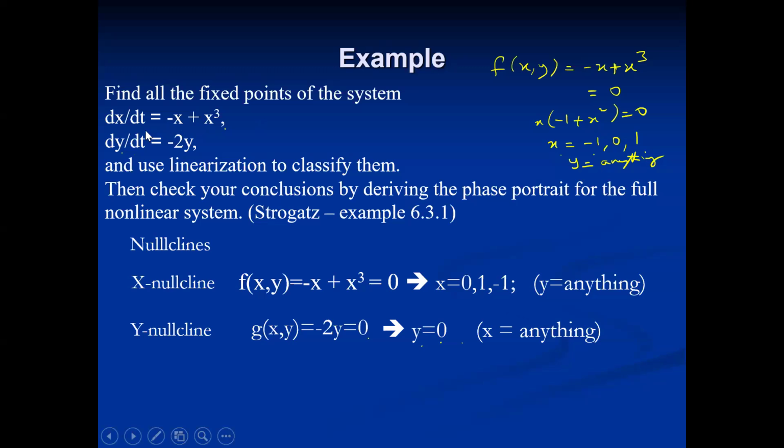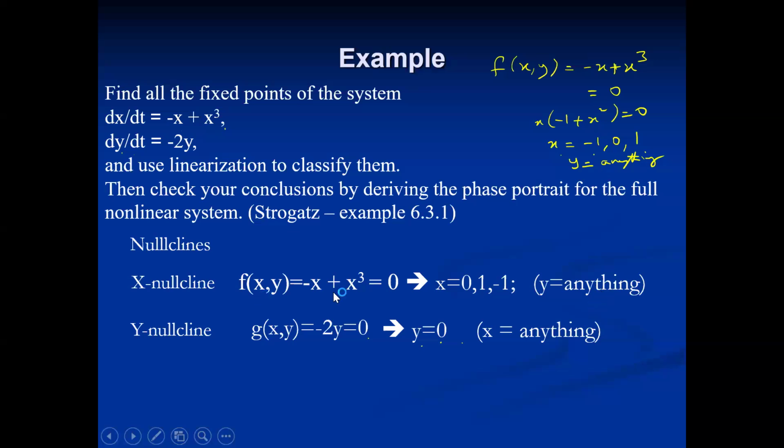So this example: dx by dt is equal to minus x plus x cubed, and dy by dt is equal to minus 2y. It's a very simple problem because x is independent of y and the two dynamics are totally independent, decoupled. Now, how do you solve this system and find the fixed points? You take the null line, f of x comma y is equal to 0, which means minus x plus x cubed is equal to 0, which means that x is equal to 0, 1 or minus 1.